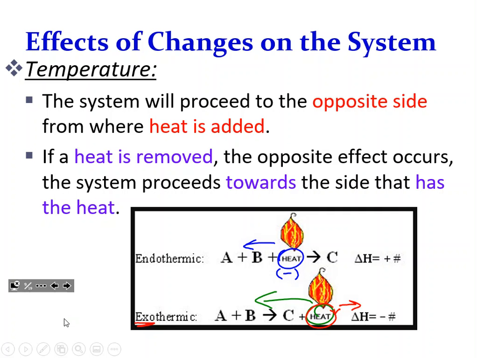So you have to, first of all, decide, is it endo or exo, and where is my heat? Is it a reactant or product? Then you figure out which way it's shifting based on whether it's being added or being removed. Okay?